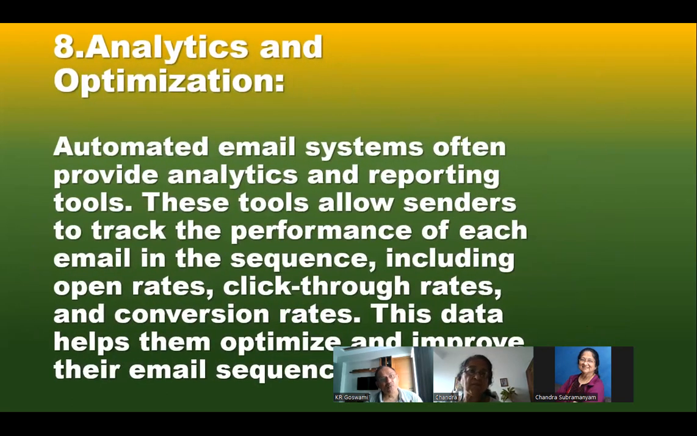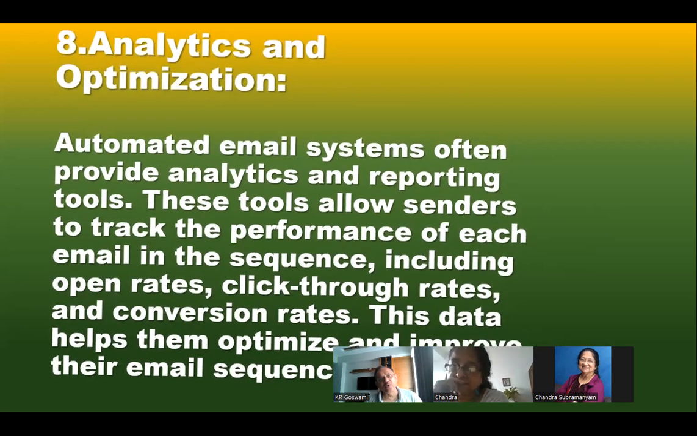Then analytics and optimization. An automated email system often provides analytics and reporting tools. Suppose you have two branches going, happiness and meditation. When you click on the happiness automation, then and there you will see that five people visited and three of them have subscribed. And in meditation, you will see that 10 people visited and only one has registered for the sequence. So it will give you a report then and there. It is an analytical tool.